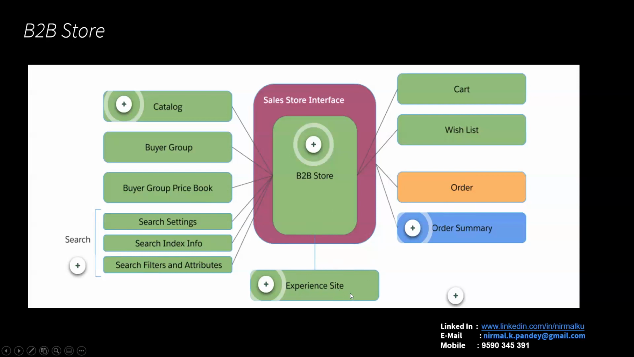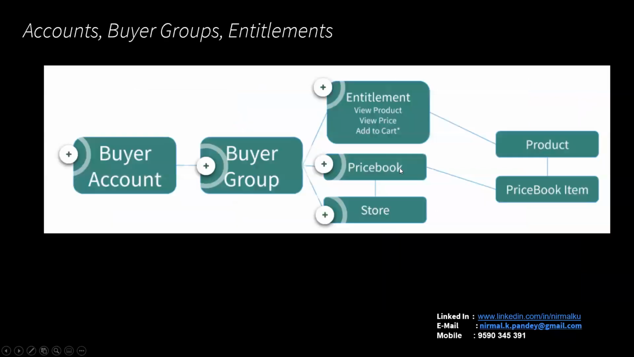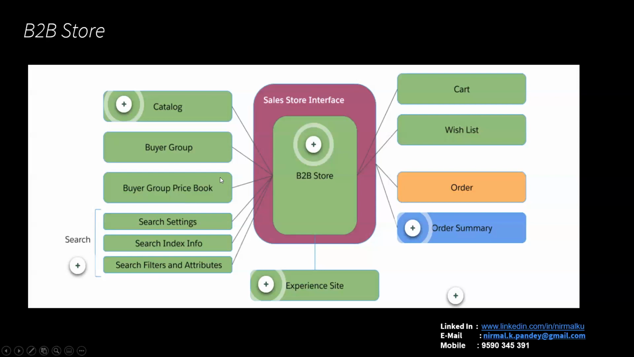Then we have experience site. This is not an object. It's basically the web store, the UI, the experience cloud. Then we have cart, wish list, order and order complete. This is all high level what the sales store is about. Yeah, like the sales store interface. What is it actually, the sales store interface? It's basically telling what all the sales store has. So basically the UI of the sales store.